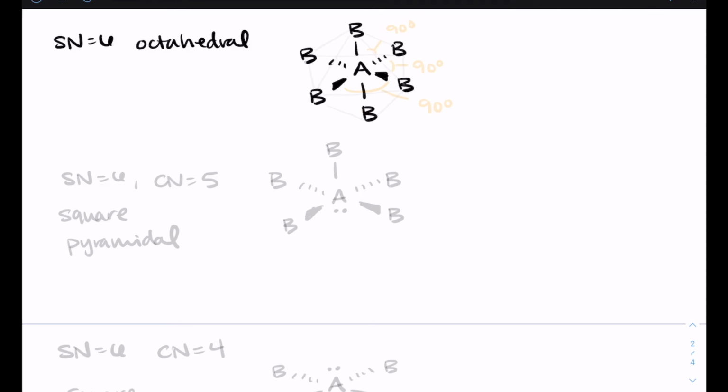The B on top is 90 degrees from all of the ones in the middle. The B on the bottom, 90 degrees away. There are no axial or equatorial positions in octahedral. They're all equivalent. Every position is equivalent, just like it was in tetrahedral. So any position is 90 degrees away from any other position, so we do not use those words. That's why there was no Bent's rule that applied to steric number 6.